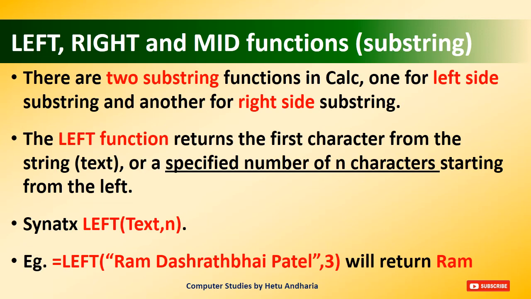We never have to type the text. We have to take the cell reference in which that name is typed, and then add a comma and 3. So it will return the name which is on the left hand side of that cell, that is Ram. So we can say the syntax is equal to LEFT, bracket, text comma n, where n specifies the number of characters from the left hand side.